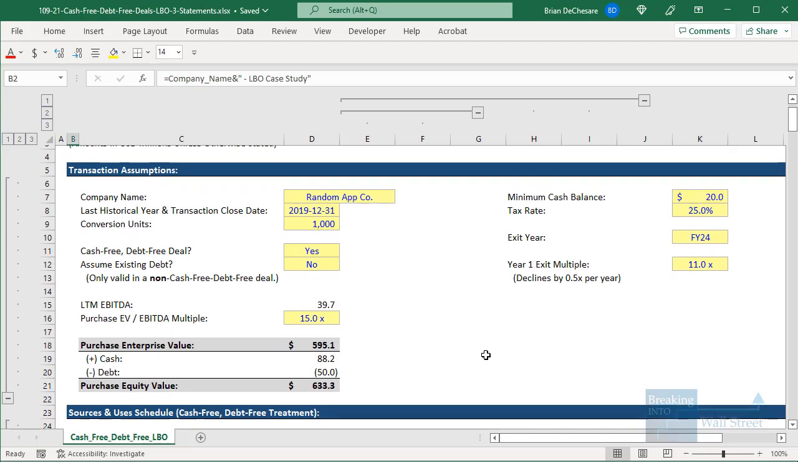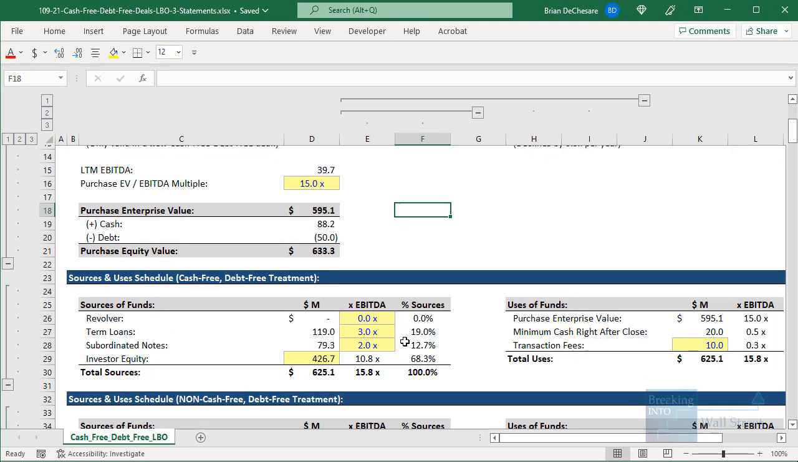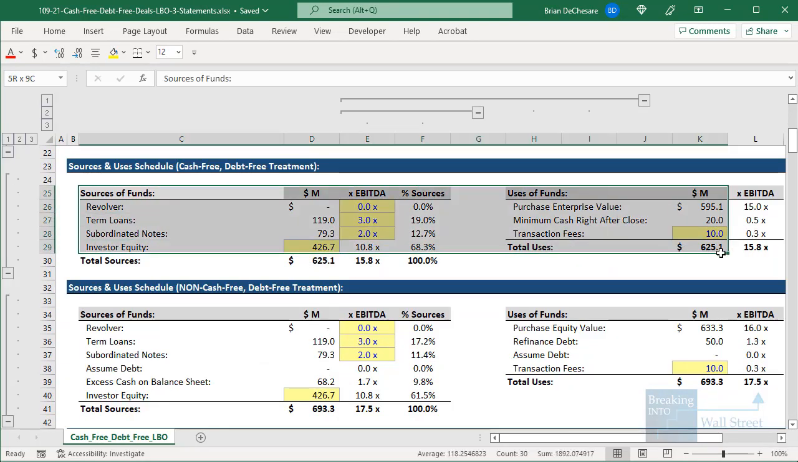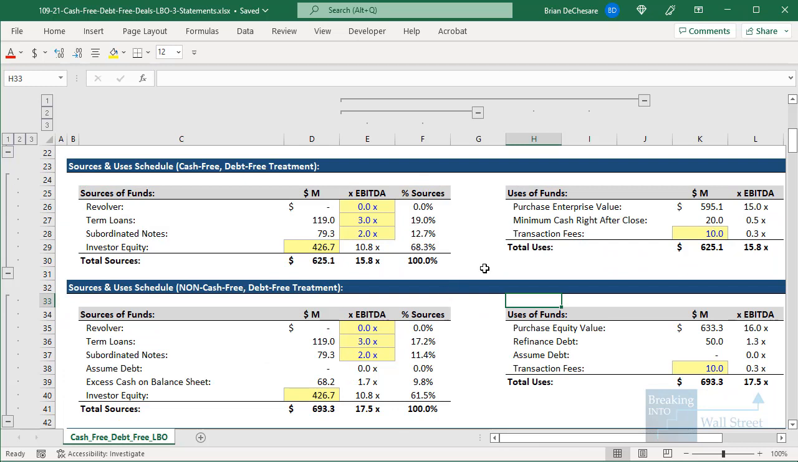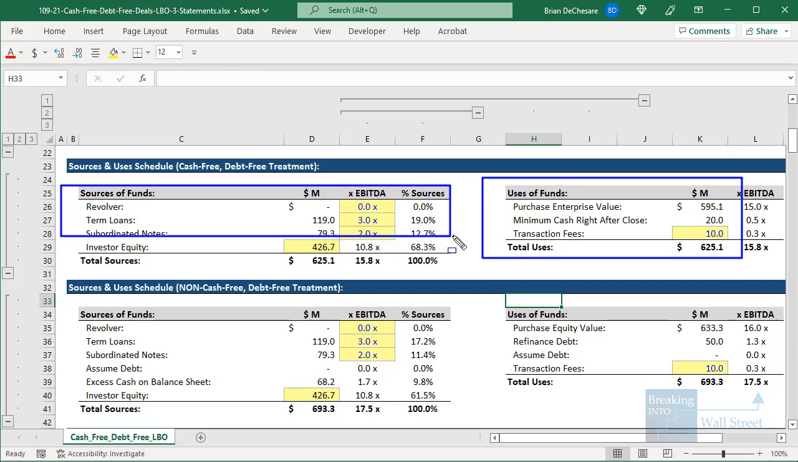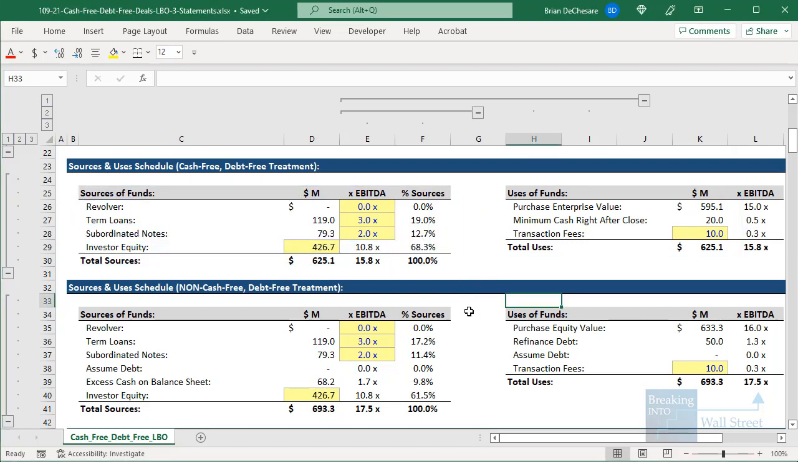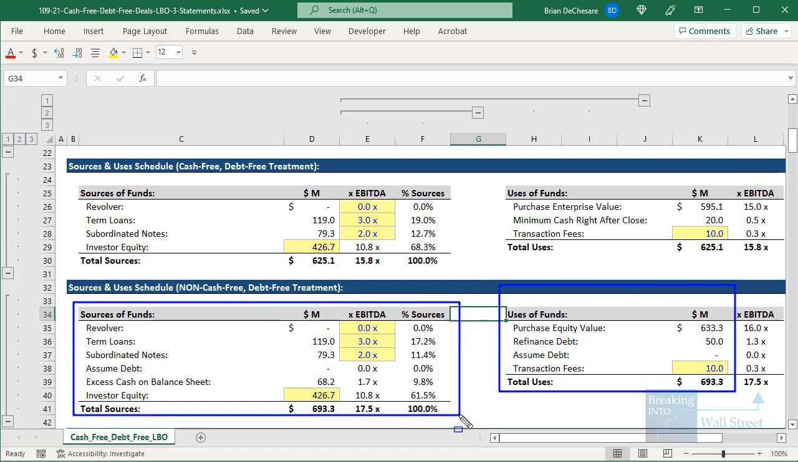So let's go to our more complex 3-statement model right here. And you can see that with the sources and uses schedules, we're following exactly what I said before. The cash-free, debt-free case is based on purchase enterprise value, a minimum cash, and the fees, and then various types of debt and investor equity. The non-cash-free, debt-free case is based on the purchase equity value, refinanced or assumed debt, fees, and then on the sources side, we have debt, assumed or replaced debt. We have excess cash as a new line item, and then we have investor equity down here as well.